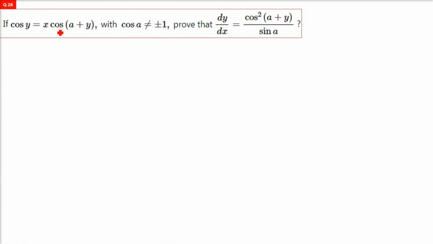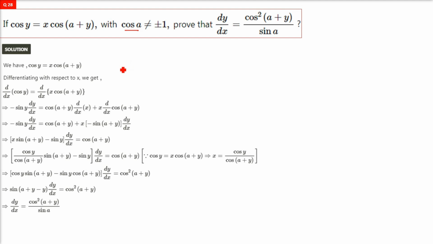Now, if we have cos y equals x cos(a + y), where cos a cannot be equal to plus or minus 1, we have to prove that dy/dx is equal to cos²(a + y) by sin a. We have seen a question like this where we don't have any x on the right hand side, so this x has to be substituted from the question being given. From this equation, if you compute, x will be cos y, bringing cos(a + y) into the denominator. So this is going to be your x, and at some step we are going to substitute it.